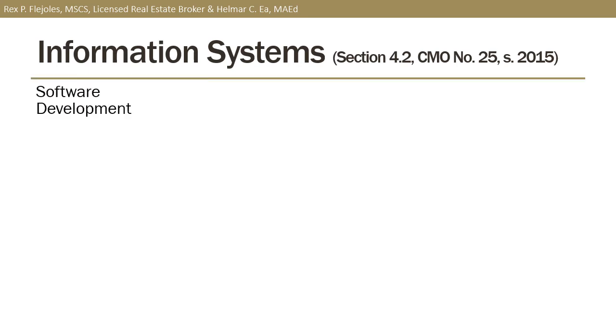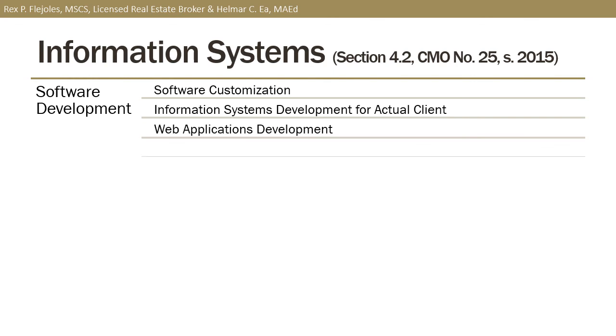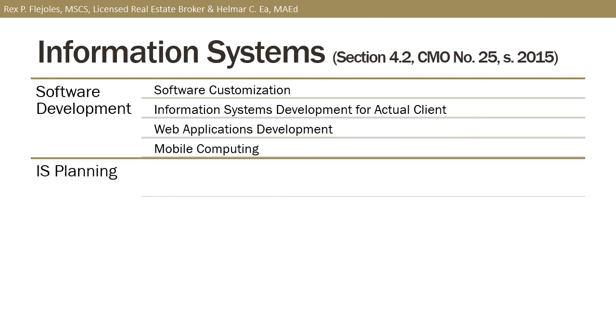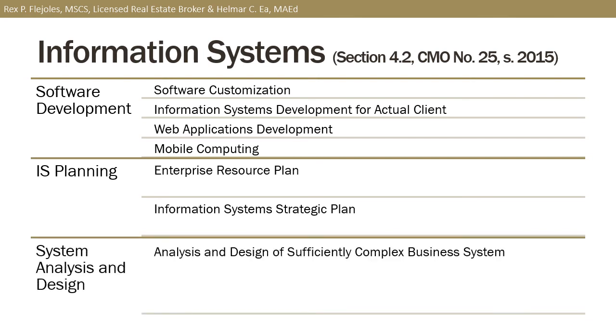The following are suggested areas for research of students taking Bachelor of Science in Information Systems as presented in SEMO 25 series of 2015. Software customization, information systems development for actual client, web applications development, mobile computing, enterprise resource plan, information systems strategic plan, and analysis and design of sufficiently complex business system.